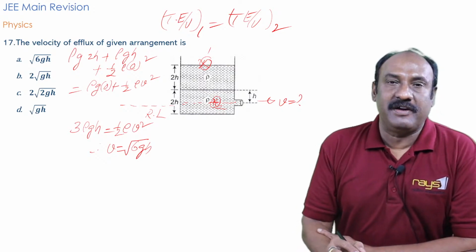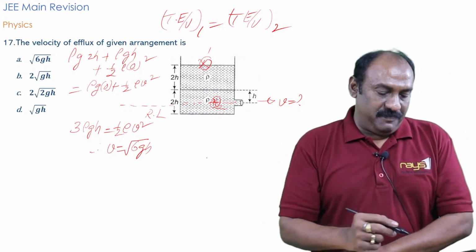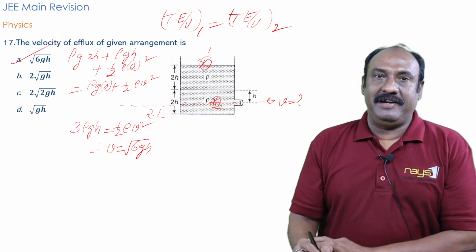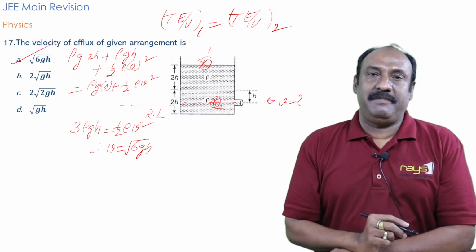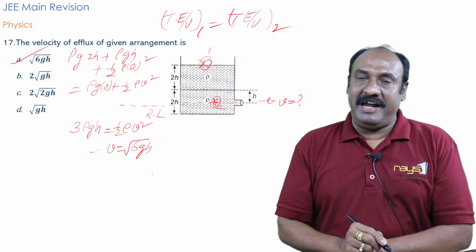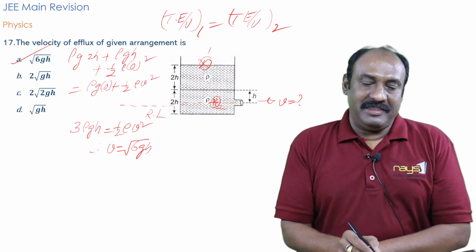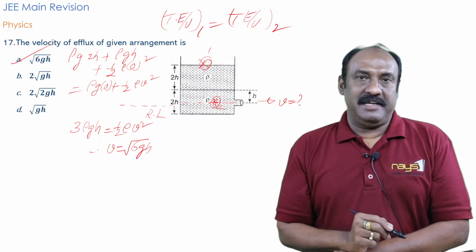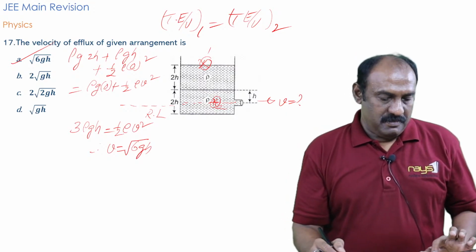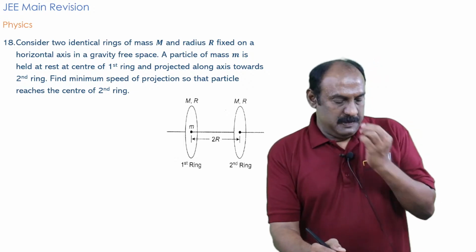So velocity of efflux of the liquid through this small hole is root of 6 g h, which is the answer for question number 17. So answer is A for question number 17. It is also another important methodology for finding the velocity of efflux if immiscible liquids are given with different heights. Okay, right. Next question, question number 18.